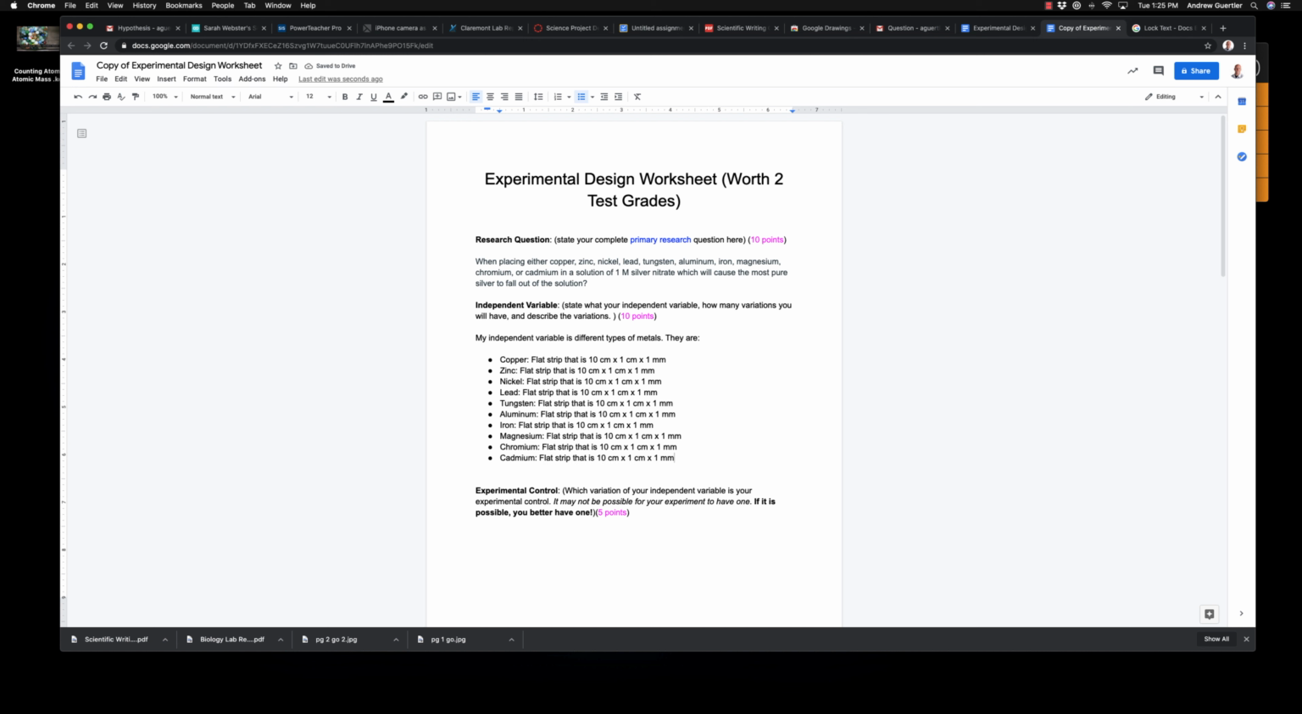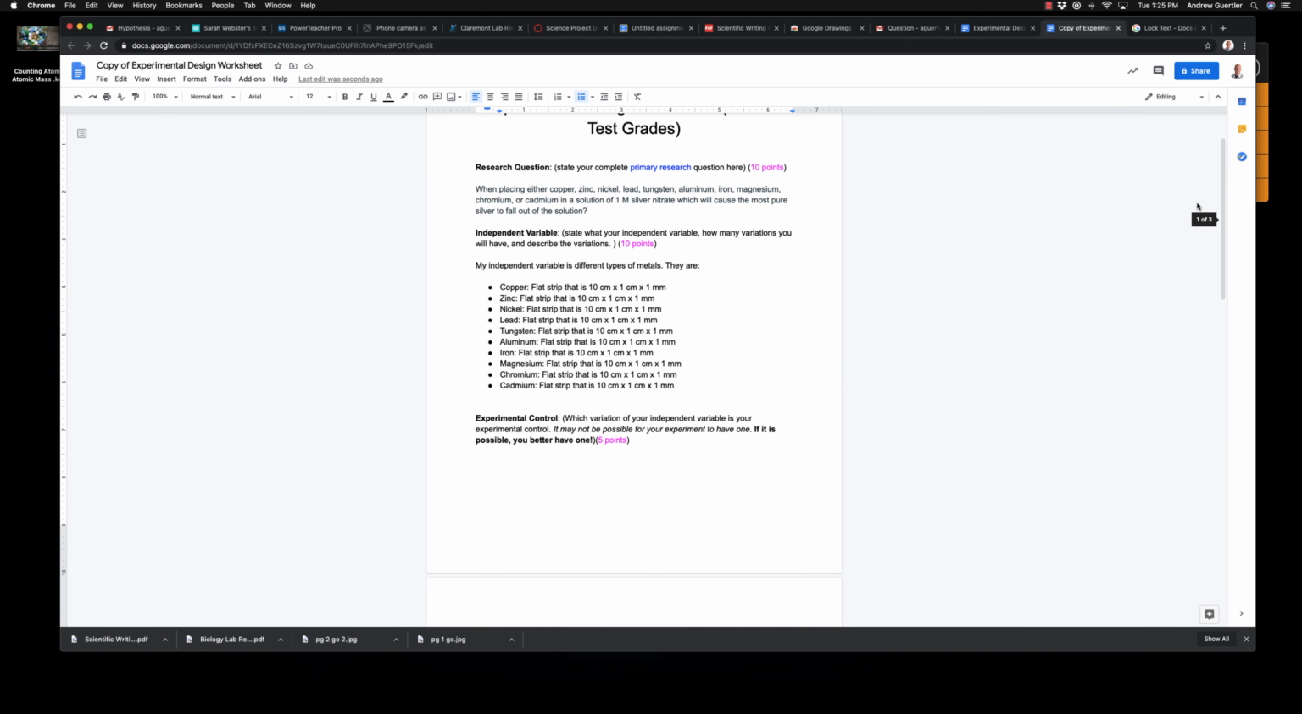Okay, and that's what I need to do. Let's say what our experimental control is. Which variation of my independent variable is my experimental control? Sometimes we don't have one, but if we can have one, we better have one. Remember what an experimental control is.